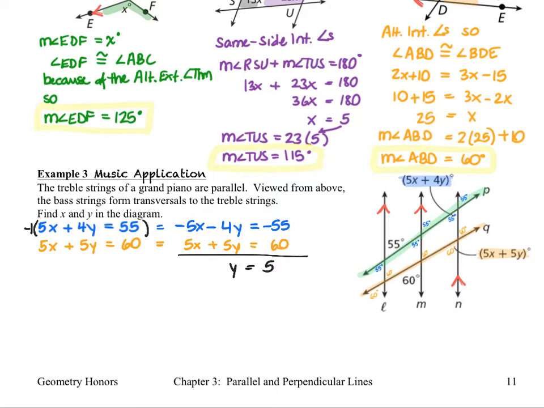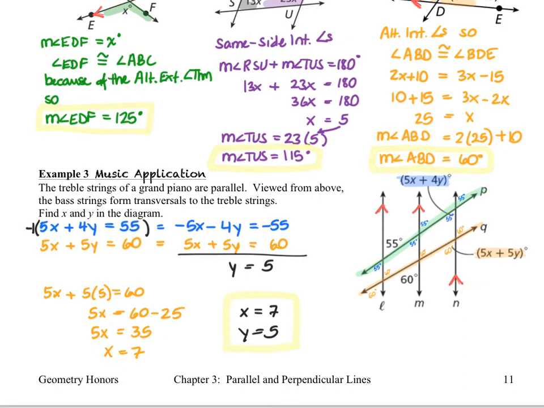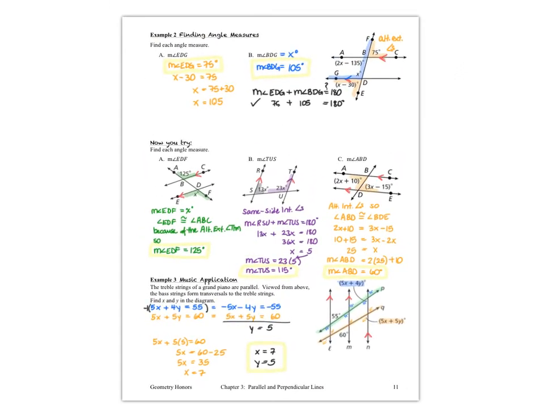And we have y. Now we can plug into either one of the 2 original equations to determine x. So 5x plus 5y, which is 5, is equal to 60 is the equation that I chose to use. This is going to mean 5x is equal to 60 minus 25. So we have 5x is equal to 35 and x is equal to 7. So our final answer for this question, x is equal to 7, y is equal to 5. And that is the last example in this section.